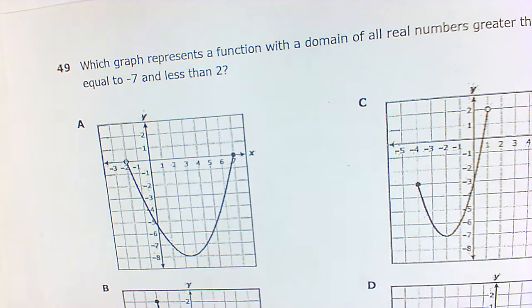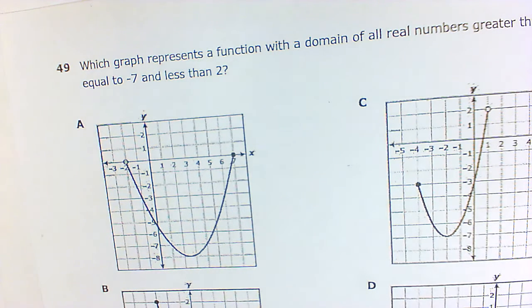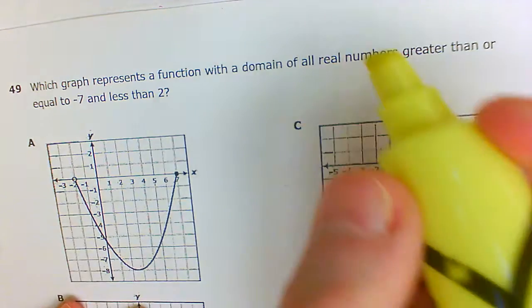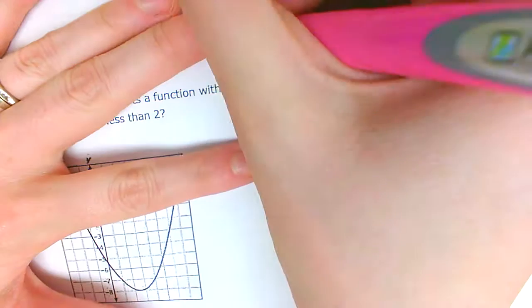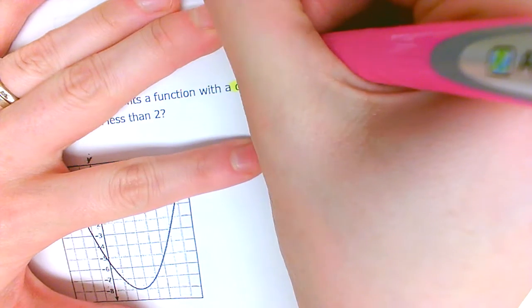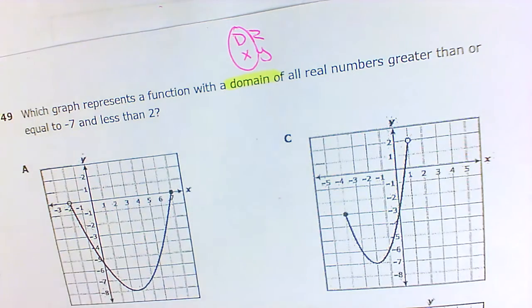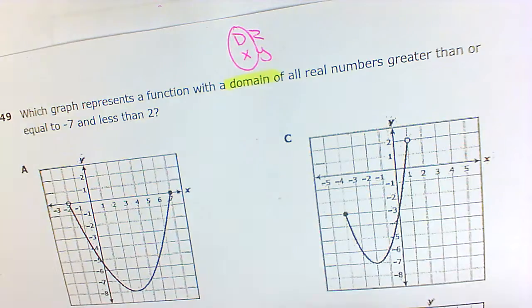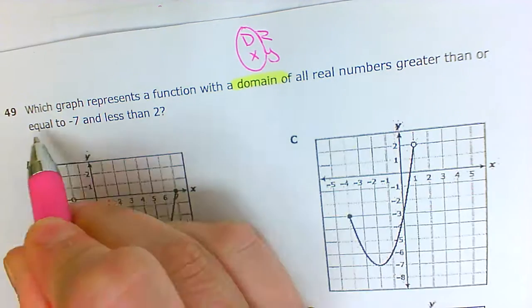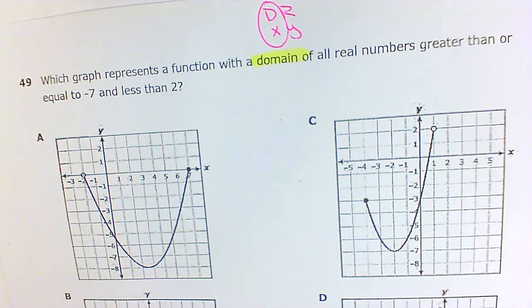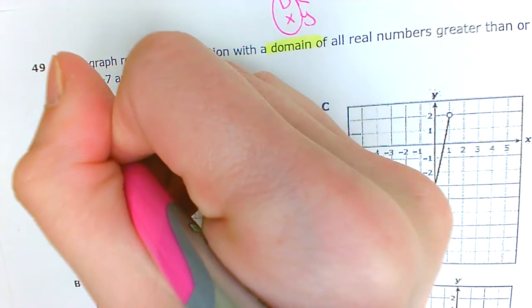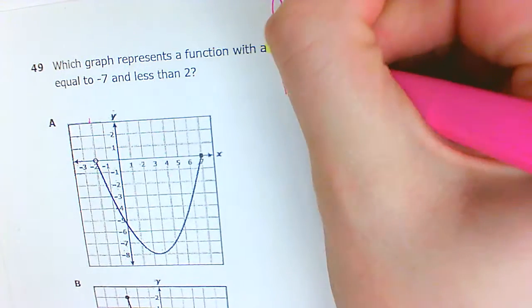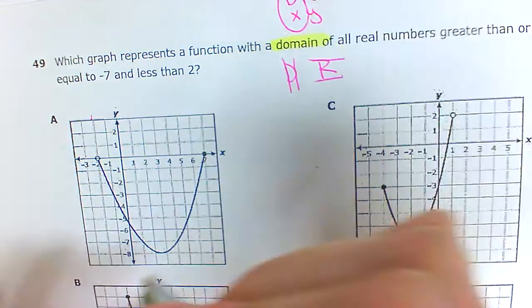Number 49. Which graph represents a function with a domain of all real numbers greater than or equal to -7 and less than 2? So if you are looking for the domain, the first thing you need to do is write down Dr. XY. Domain is talking about x values. Now when they say all real numbers greater than or equal to -7 and less than 2, what I would suggest you do is go ahead and draw in your domain lines. Domain is vertical lines, range is horizontal.